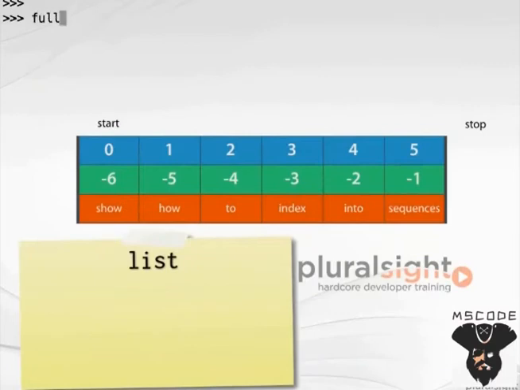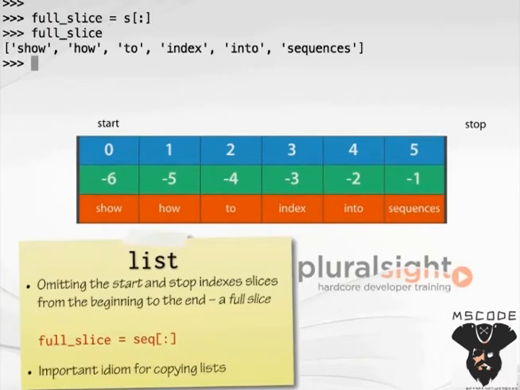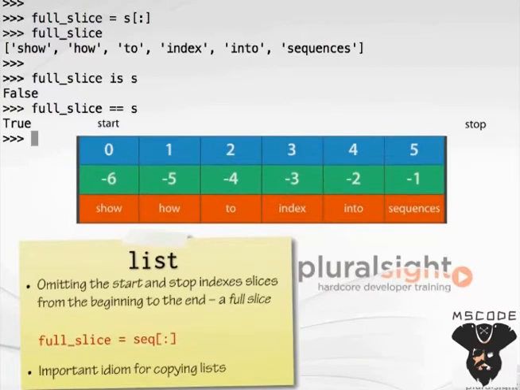Since both start and stop indices are optional, it's entirely possible to omit both and retrieve all of the elements, and indeed this last example is an important idiom for copying a list. This new list has a distinct identity, but an equivalent value. It's important to understand that although we have a new list object which can be independently modified, the elements within it are references to the same objects referred to by the original list.